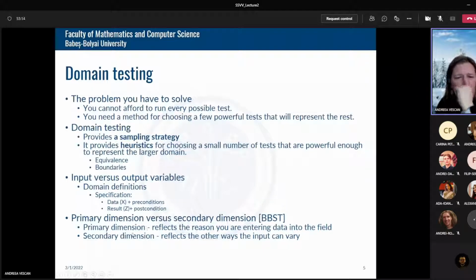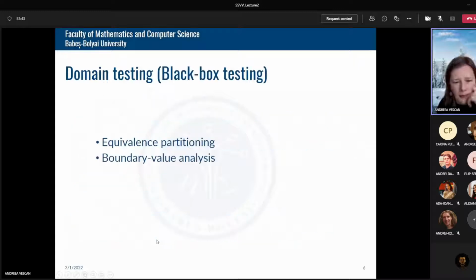So primary dimension means that you think about the data in the methods as the primary dimension, why the data is there with that purpose, right? And the secondary dimension is about thinking of other meanings of that input, other relations. It's a much more complicated way of thinking, but it could help you design better test cases.